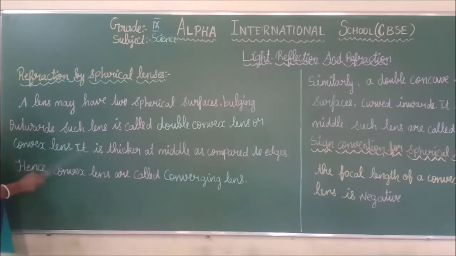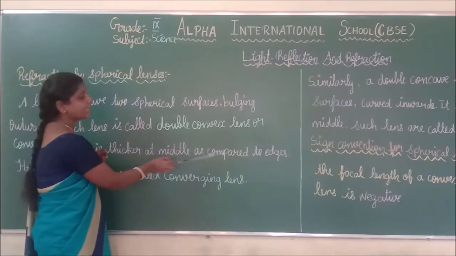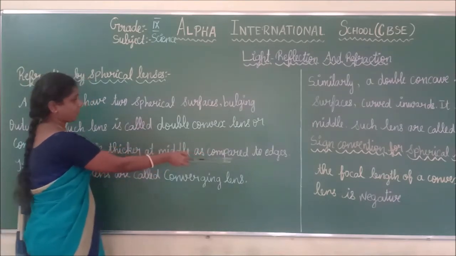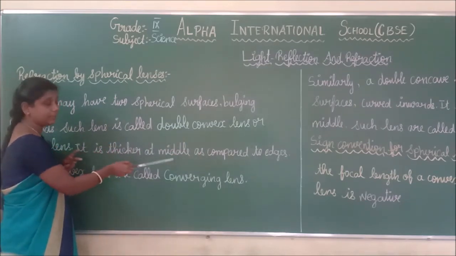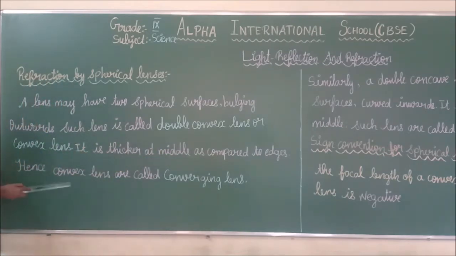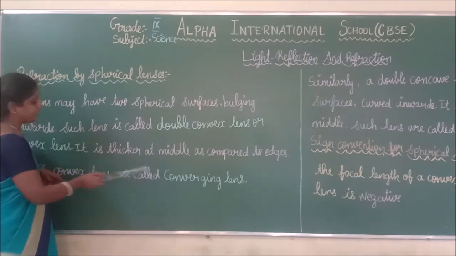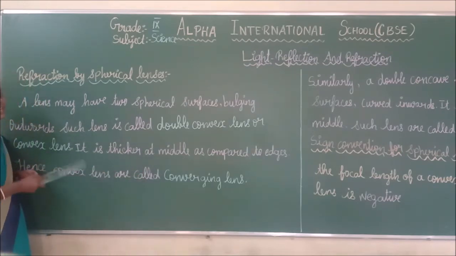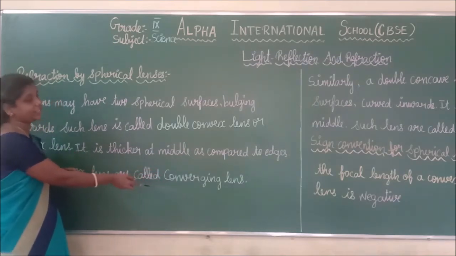Do you understand? A double convex lens is thicker at the middle as compared to the edges. Always it is thicker at the middle as compared to the edges. Hence convex lens is otherwise called a converging lens. Do you understand, students?